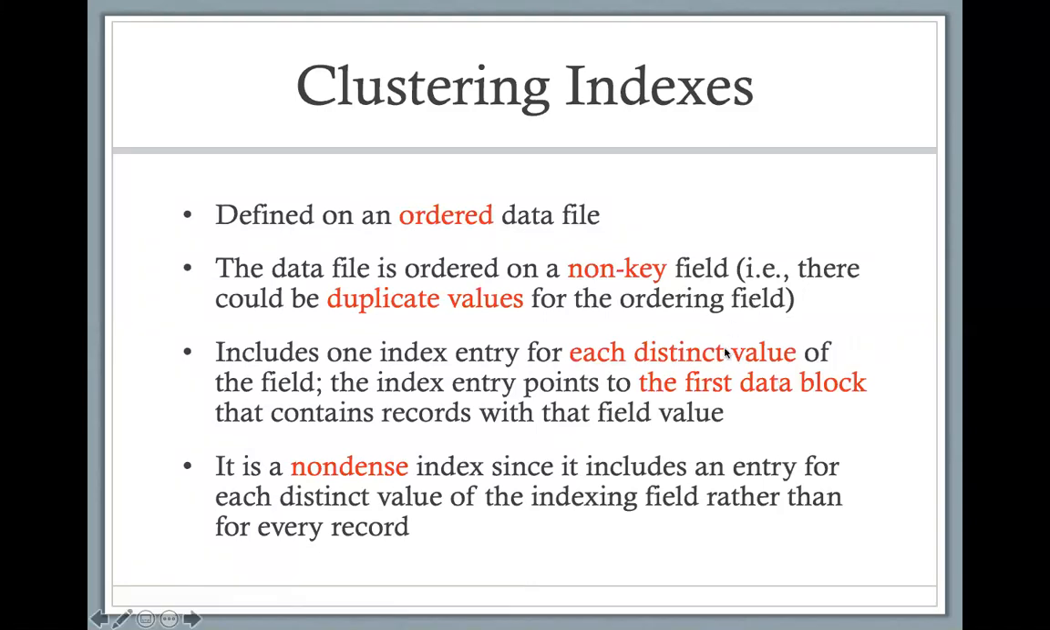And what does it include? It includes one index entry for each distinct value of the field. So I take every distinct value in the field, create one index entry for it. And the index pointer points to the first data block that contains records with that field value. Again, it's a non-dense index since it includes an entry for each distinct value instead of every record. So that's why it's non-dense or sparse, because it doesn't have an entry for every record. Let's see an example.